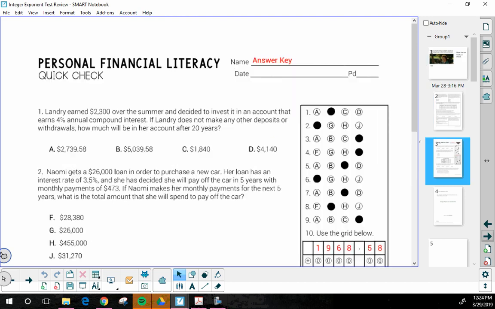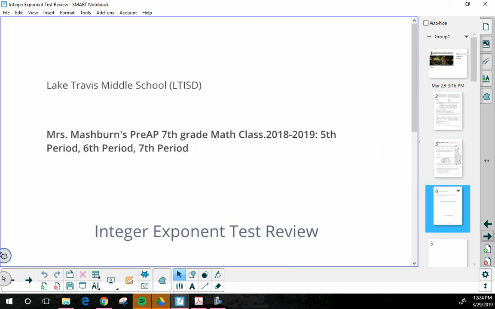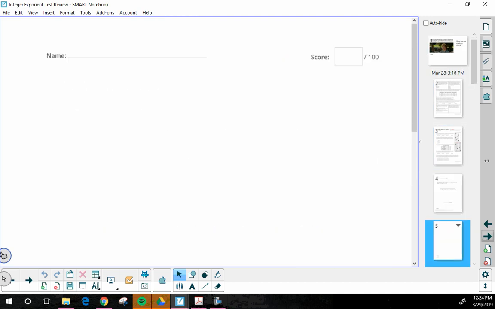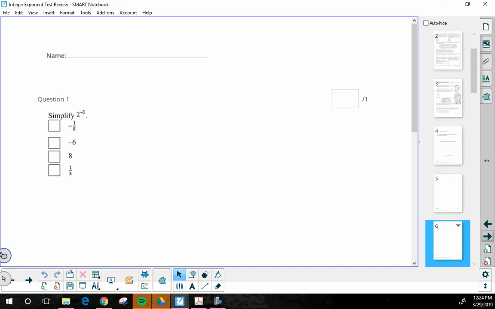Okay, welcome to my review of all of the problems that you're going to see in the integer exponent test review. All these are the problems that are located in Schoology on the test review. I'm going to be working all of them so that even though you have the answers while I'm gone, you will also get an example of how to work them. I've also posted the notes in Schoology as well.